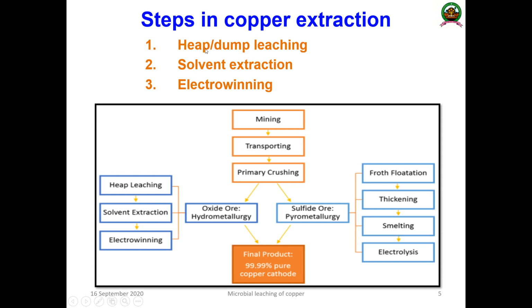The second one is solvent extraction. The third one is electrowinning. In this flowchart you can see the overview, the complete major steps required for copper extraction, starting from the mining. First the mining happens at the copper mines. Once it is mined, it will be transported. Then the primary crushing will be done. One is the oxides of ore, the next one is the sulfides of ore.